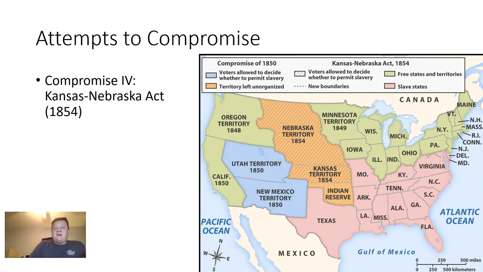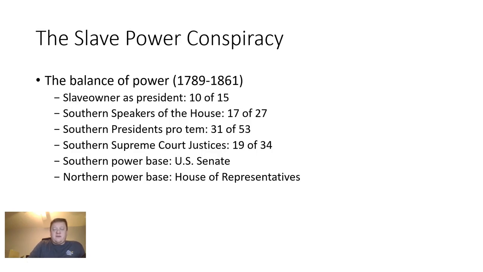Okay, so now let's talk about what's going on, though, at the same time that Congress is trying to compromise, trying to bring everybody together. But at the same time, there are things that are pushing everybody apart. Northerners and Southerners are starting to get very mad at each other, and they're starting to see conspiracies in the behavior of the other side.